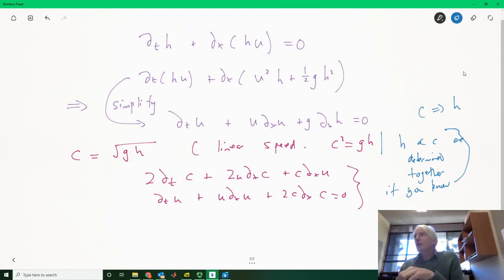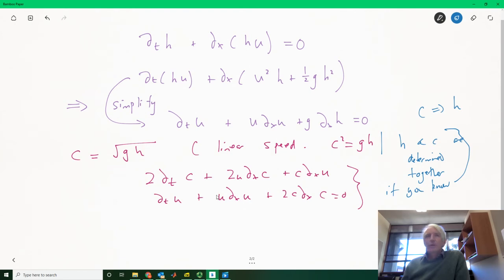So let's just go back a second here. We've got this system of equations, and we're going to start to work with it and try to solve it. That's when we get into the characteristics and all of this stuff. So we haven't really got started yet. We're just deriving the equations.